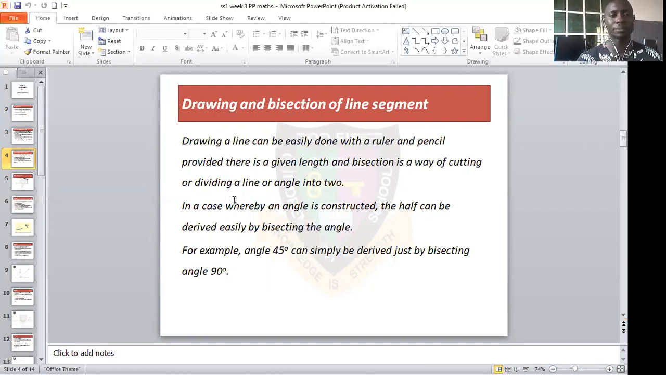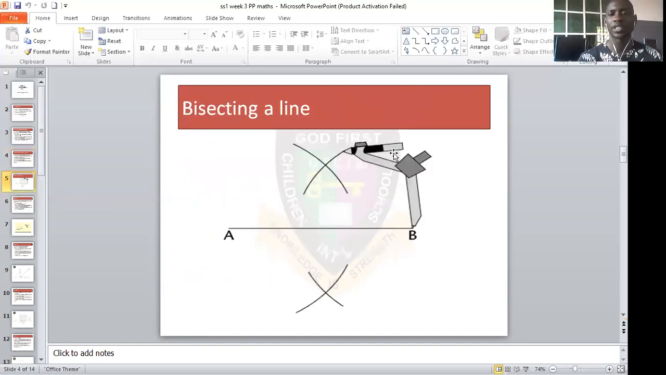Take a look at this diagram. This is your compass and your pencil. Look at this line drawn. AB is a line segment. So how do you bisect it? Look at this one. If you draw a line from this middle, and label it C, you find out that AC is equal to BC.